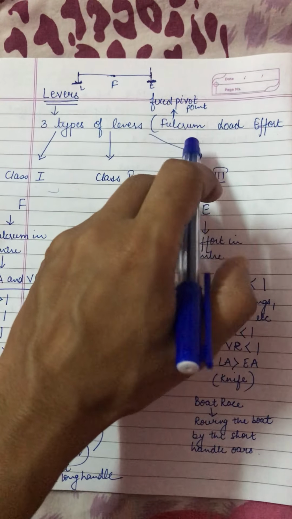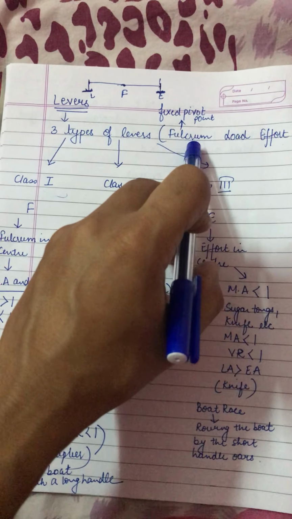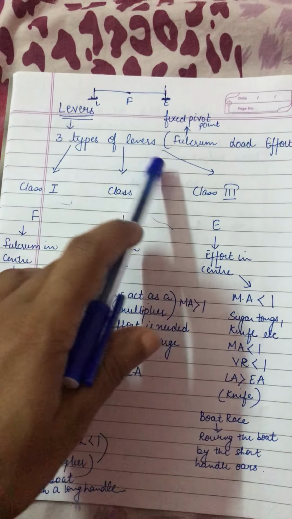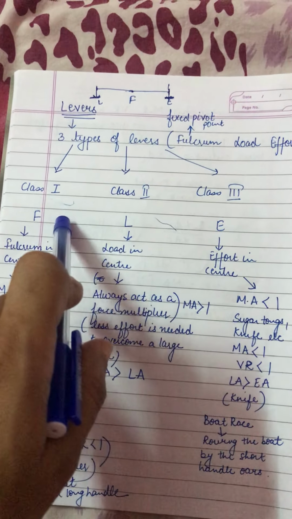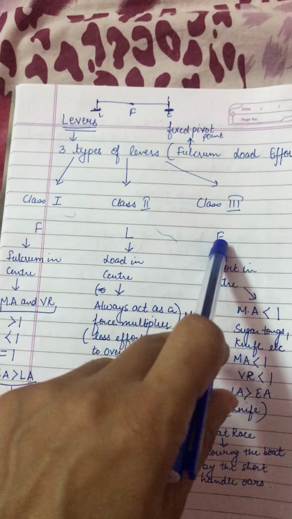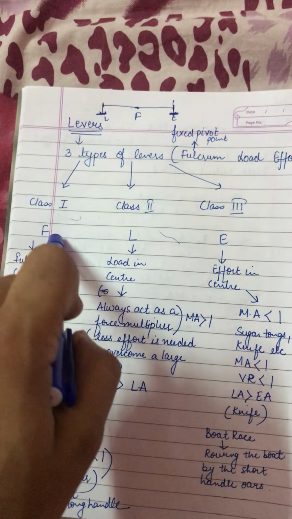Three things this lever is having: fulcrum point, which is the fixed pivot point which doesn't move, load and effort. And there are three class levers. The easy way to remember is just remember FLE, flee. F-L-E, flee.